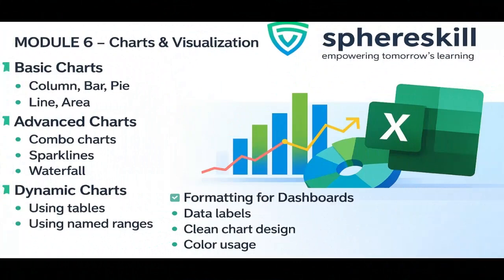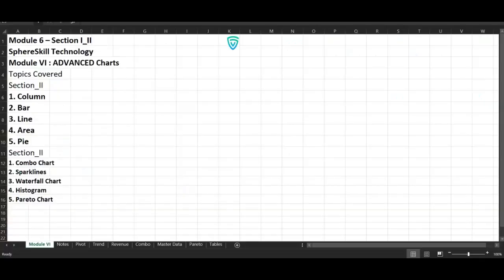Welcome back, guys. So we are in module 6, the revision. We are going to cover the entire chapter. In session 1, we have seen our basic charts, that is your column, bar, pie, line, and area. In session 2, we have seen our advanced charts: combo chart, sparklines, and waterfall. And in session 3, we have seen dynamic charts using a table and a named range. What is the difference between these two? And in session 4, we have seen formatting of dashboards and creating live and dynamic dashboards using a pivot table, by creating a pivot table and then using dynamic values, right? So let us see one by one.